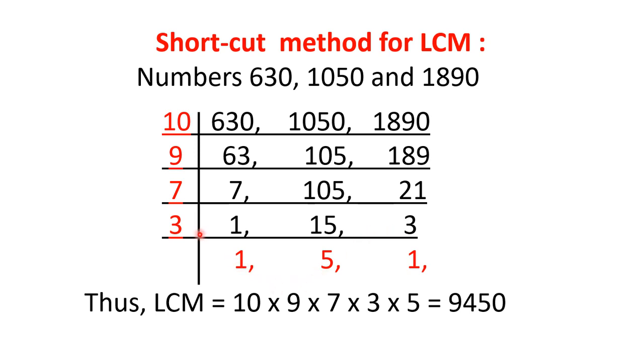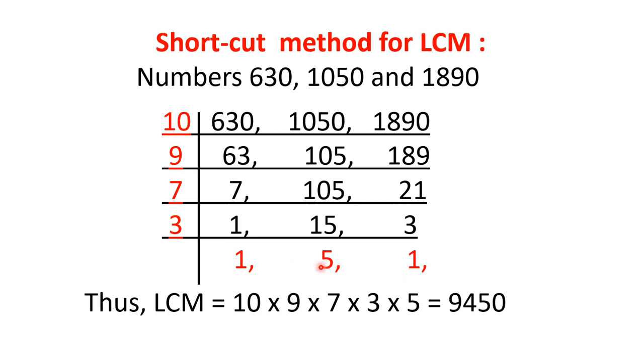Now I see that 15 and 3 are divisible by 3. So 3, 1, 3, 5 and 1. So in this method, we do the other way around. You start with the largest number, dividing with the largest number and then reduce the numbers. This sometimes saves lot of time.